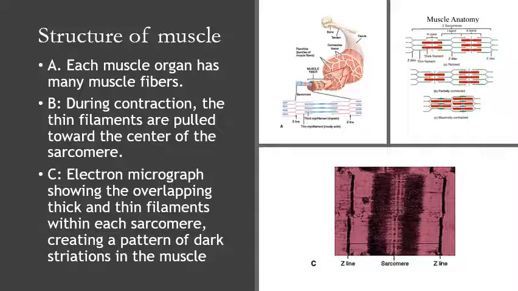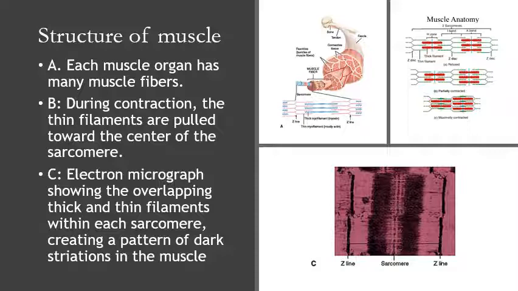During contraction, the thin filaments are pulled together towards the center of the sarcomere. Electron microscopy shows the overlapping thin and thick filaments within each sarcomere, creating a pattern of dark striations in the muscle. Sarcomere is a basic functional part of the contractile unit of the muscle, and it contains Z-line marks, which are at the end of the individual sarcomeres.